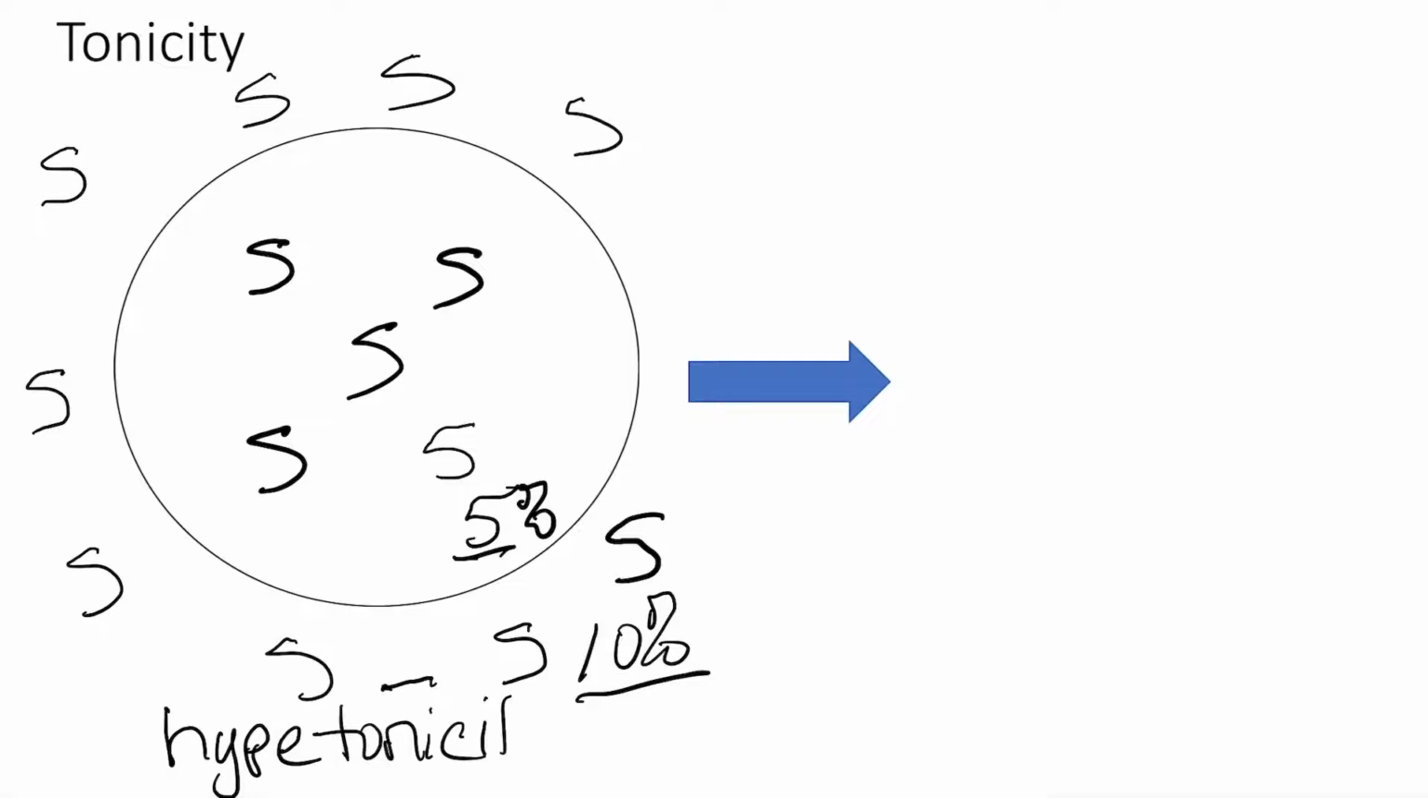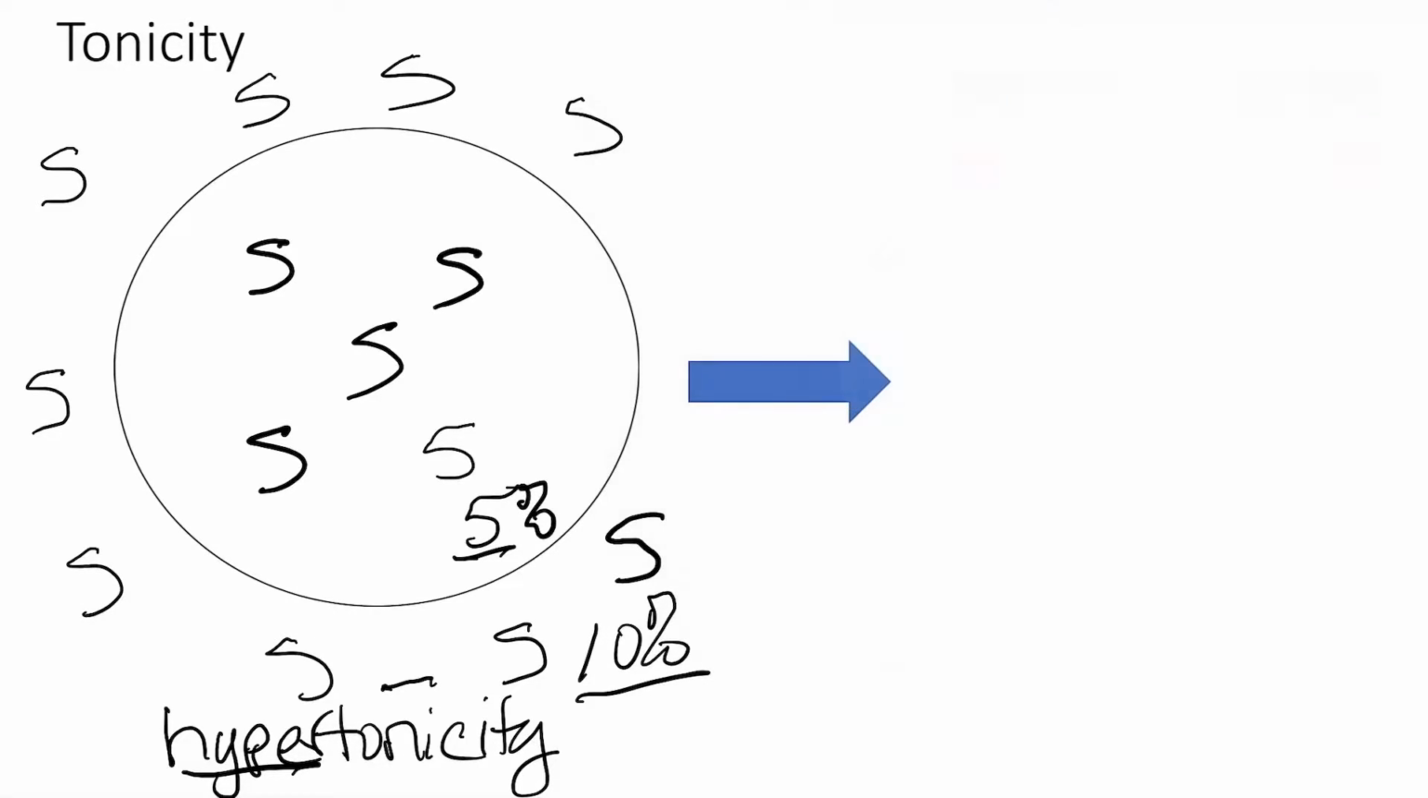hypertonicity. And hyper, H-Y-P-E-R, hyper means above. It's above the level of normal. So hypertonicity means it has a higher concentration of solutes outside the cell versus inside the cell. So this cell has been put into a hypertonic solution. It's much saltier outside than it is inside.